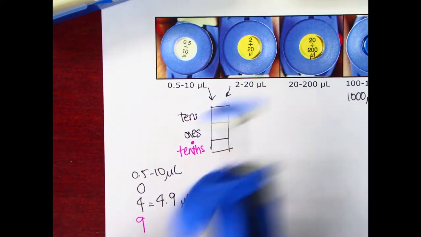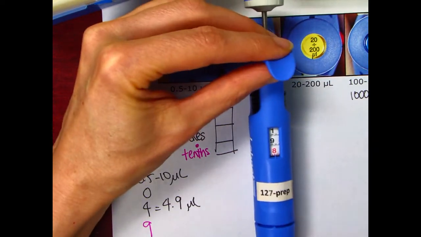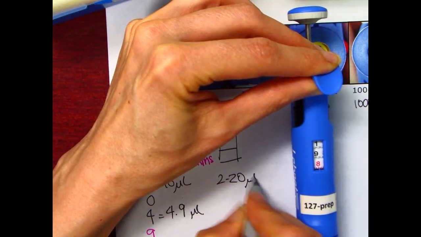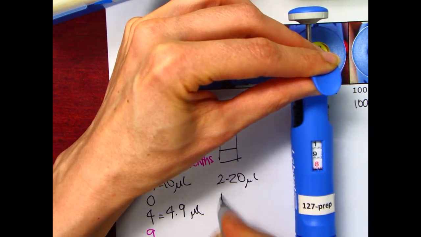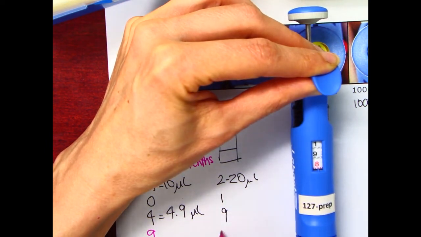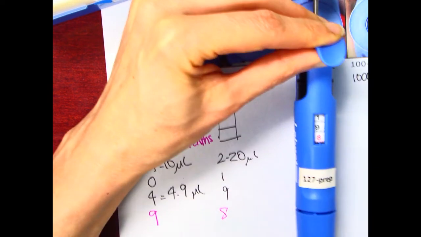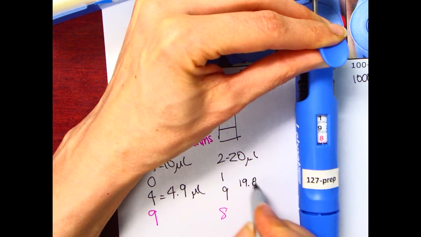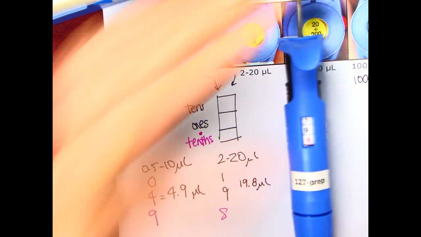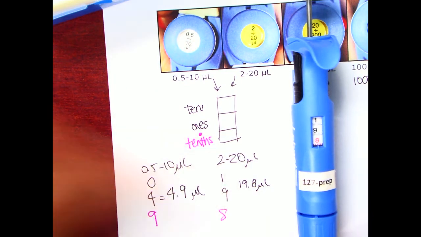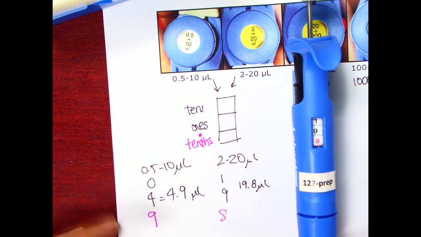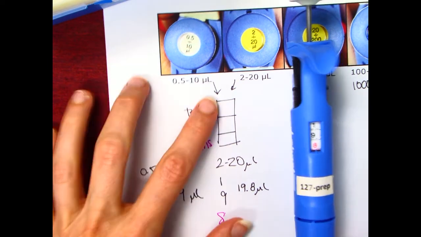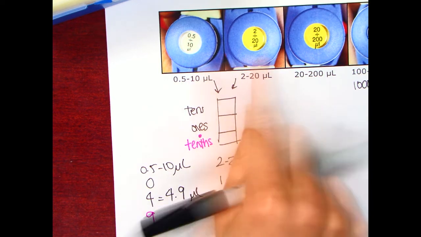So let's now look at the 2 to 20. Can you see if I scooch it over? In the 2 to 20 microliter, it says 1, 9, and then has the red 8. So this pipettor is currently measuring 19.8 microliters. Hopefully you guys have got the hang of that. If it is a red number at the bottom, then it is going to come after a decimal point, and the only two that have red numbers at the bottom are these two right here.